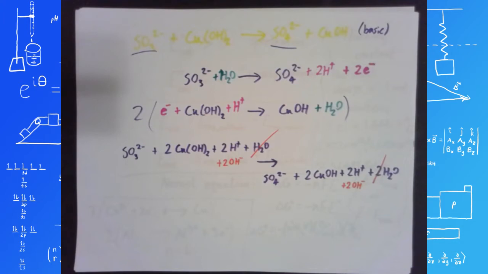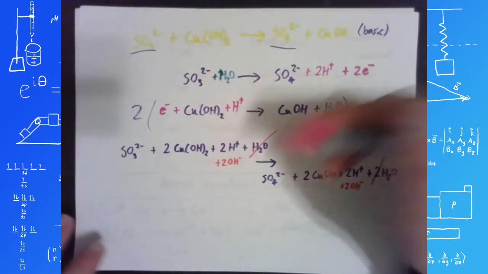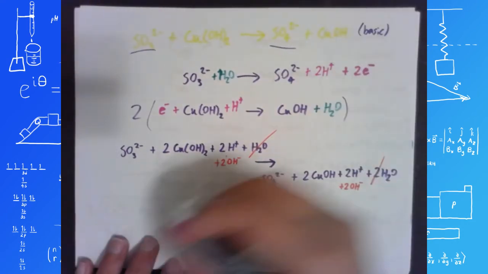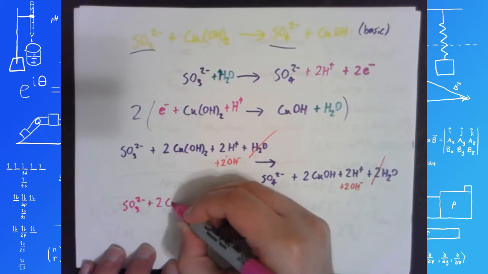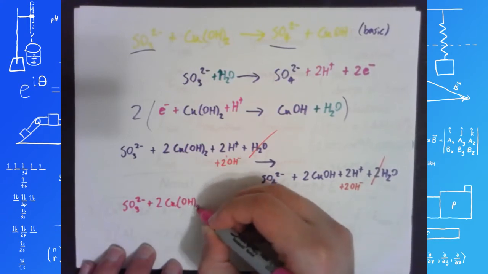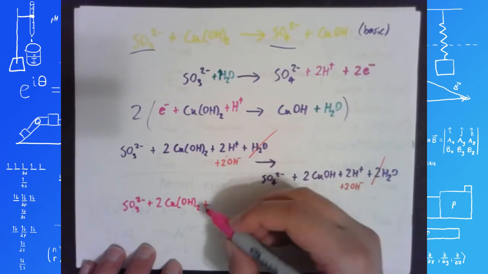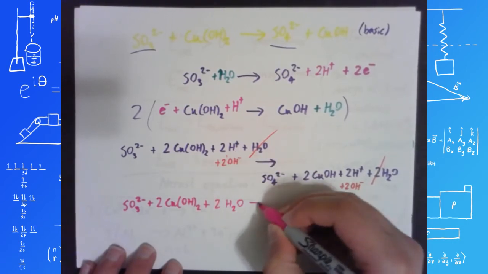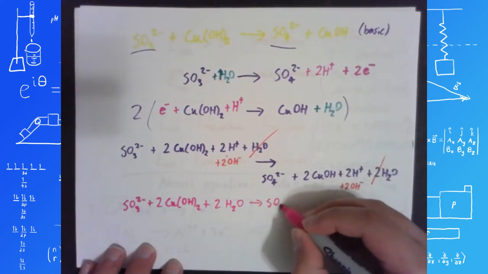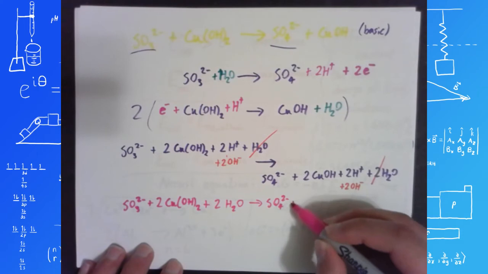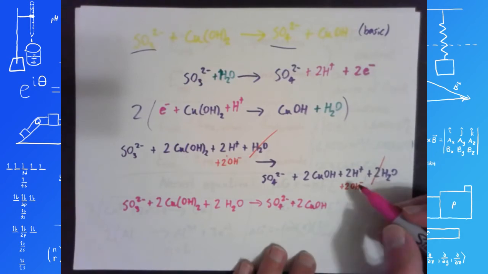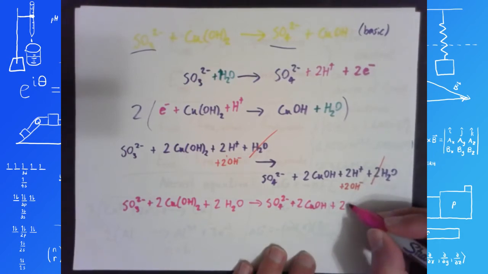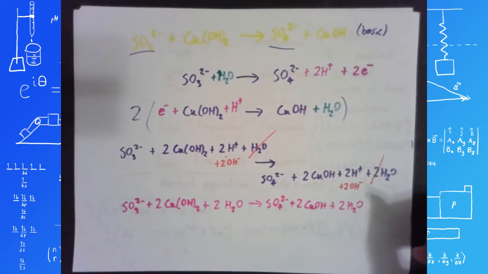Add the same number of hydroxides to both sides of the equation, and that will create water. Hydrogen plus hydroxide gives water, so you'd end up with sulfite plus 2 copper 2 hydroxide plus 2 water yields sulfate plus 2 copper 1 hydroxide plus 2 water, and then you'd cancel out any water that shows up on both sides.